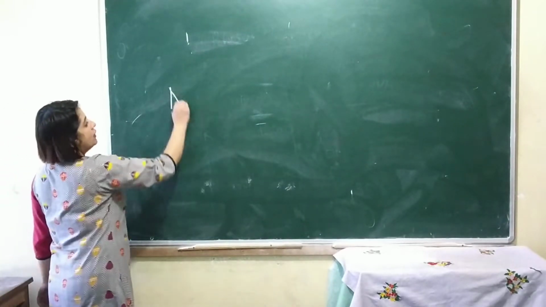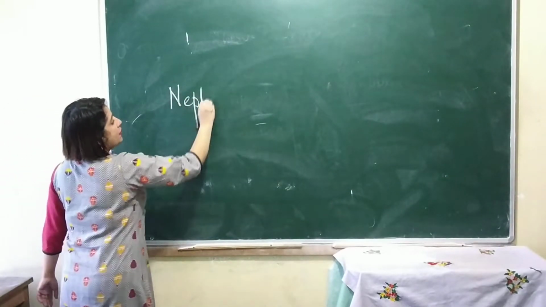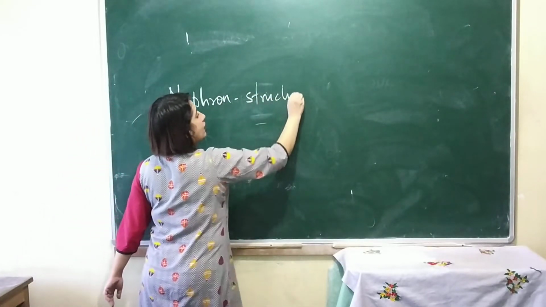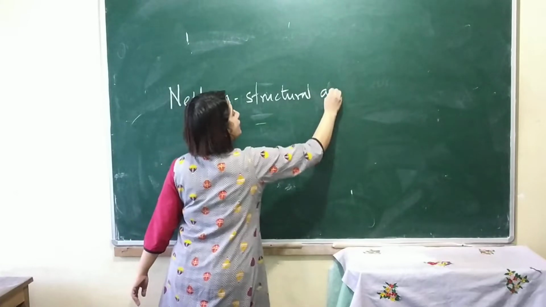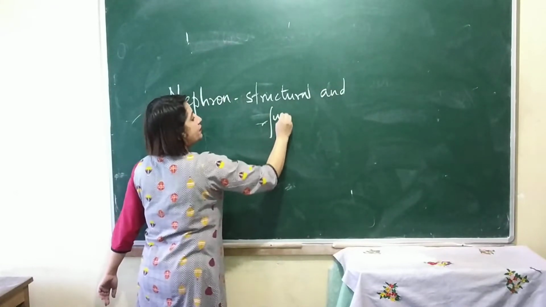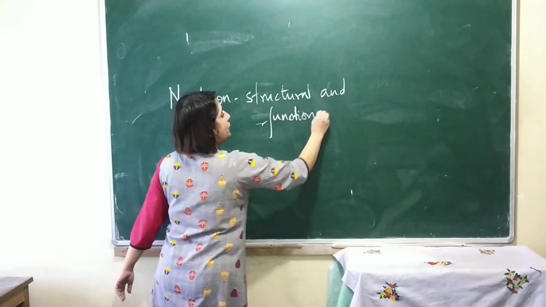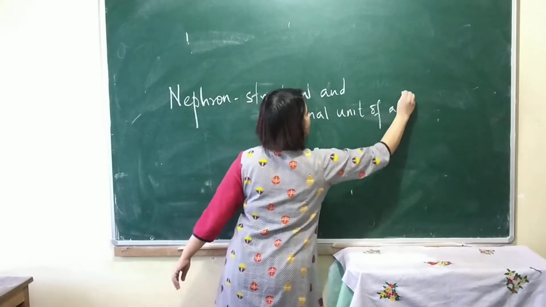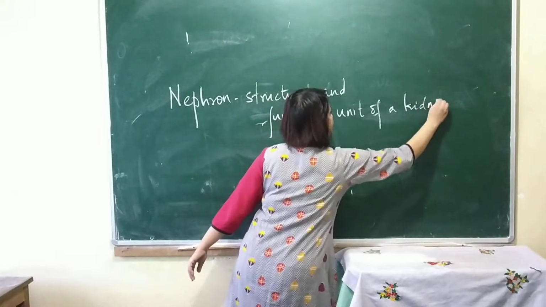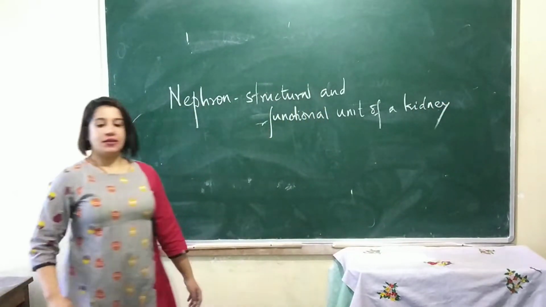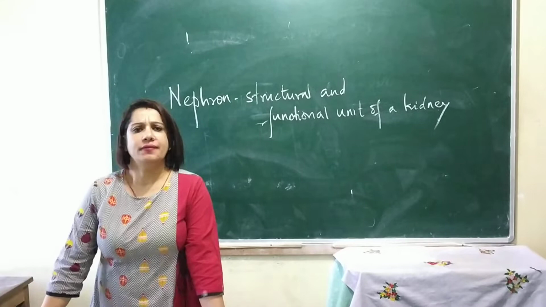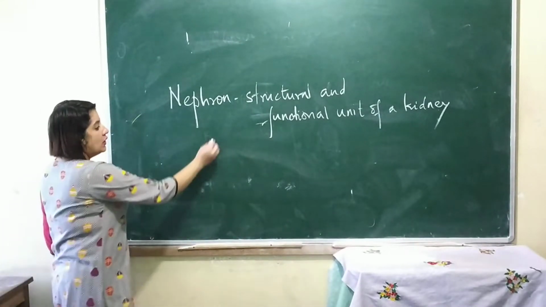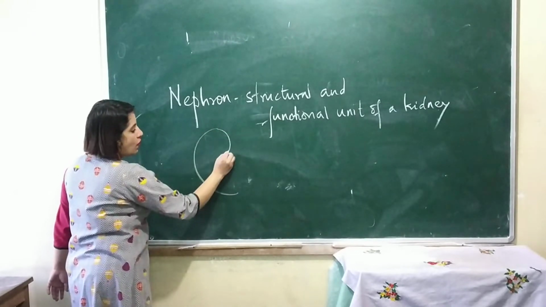So nephron, once more, nephron is the structural and functional unit of a kidney. And if you remember, we had also done the structure of a kidney.